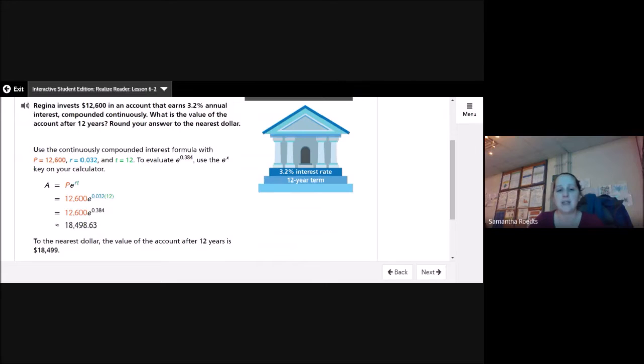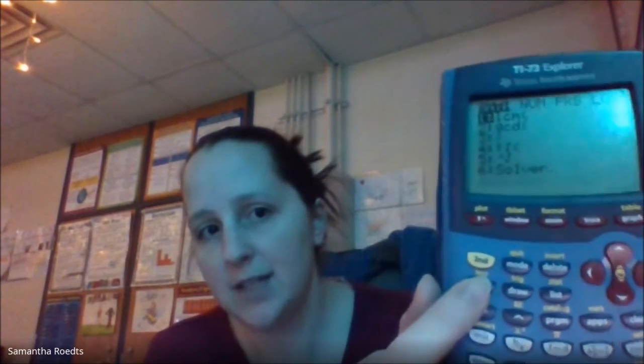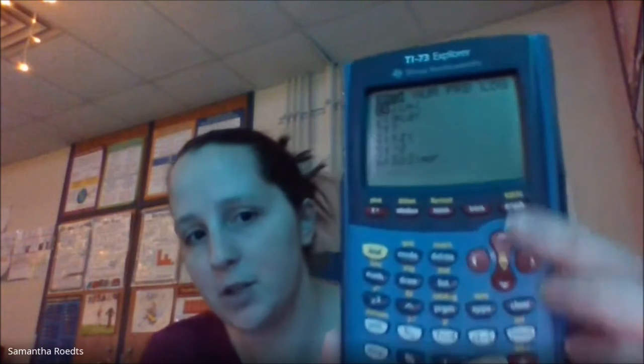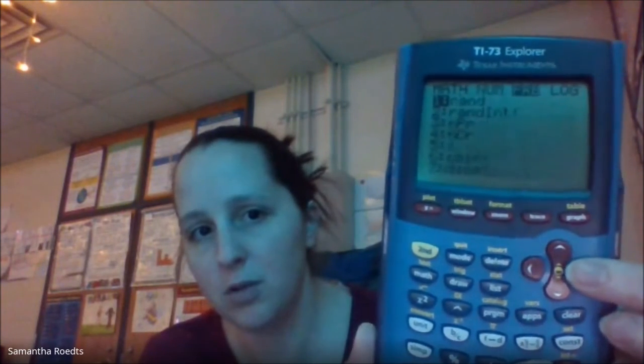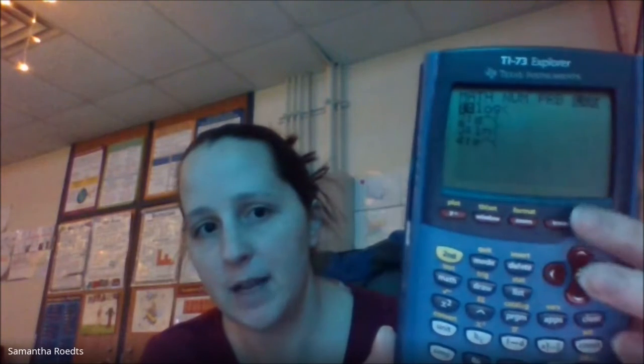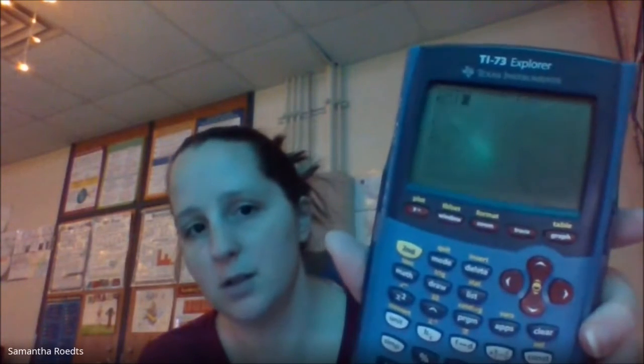To evaluate e to the 0.384, use the e to the x key on your calculator. So in this case, I'm using one of these calculators, and I'm going to hit the math button, this button right here. Okay, that's going to take me to this menu. I'm going to scroll to where it says log, and then the last one is going to be my option. So I would hit 4, or you could scroll down and hit enter. Right, 4. So there's my e function.